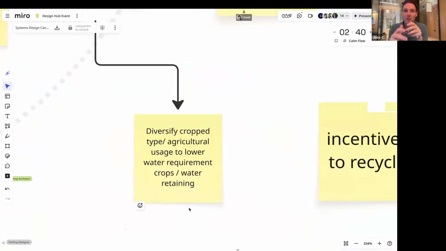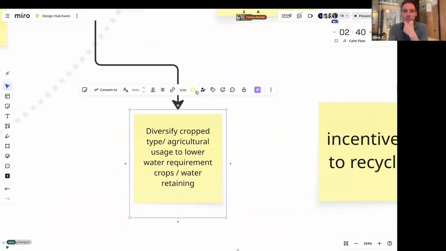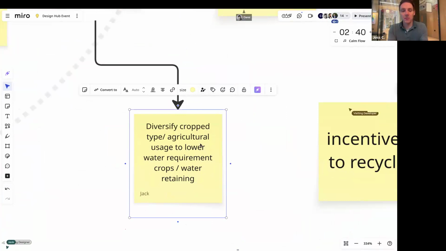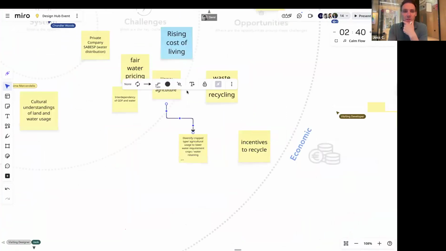diversified crop type agriculture usage to lower water equipment, crop water. Okay, great. This is a good idea. Jack, do you want to tell us a little about what's intervention? What do you think this would look like?